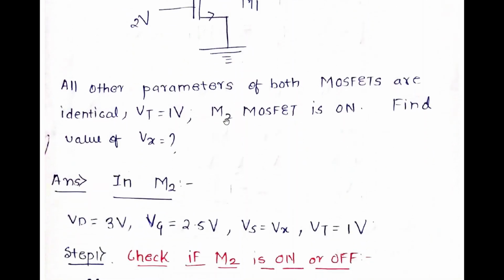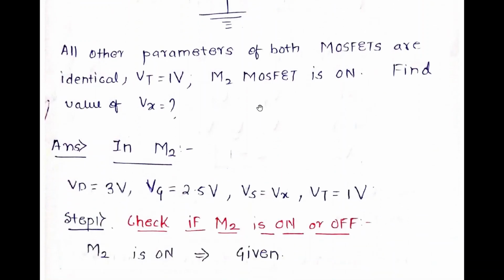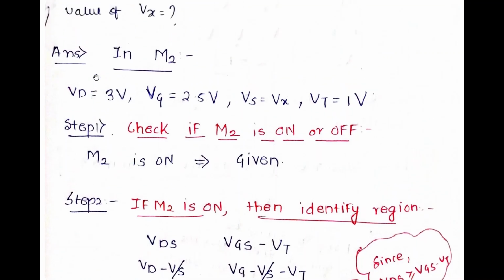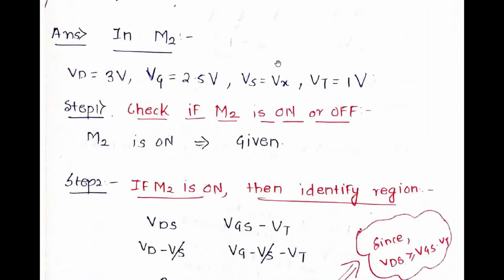So now, if my M2 is on, I need to know the region in which it operates. Since my M2 is on, I can say that my VGS is going to be greater than VT. From the diagram, for M2 the drain is at 3 volts, the gate is at 2.5 volts, the source voltage is Vx, and VT is 1 volt. M2 is already given as on, so there's no need for us to check whether it's on or off.